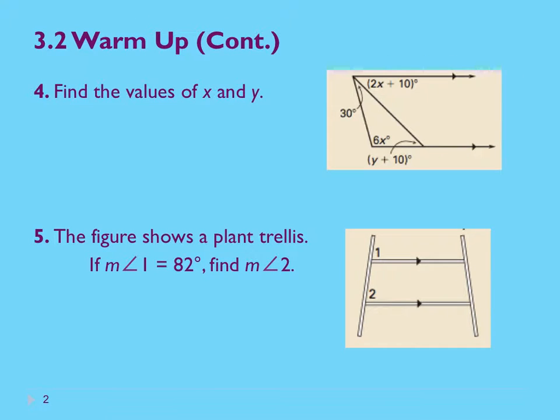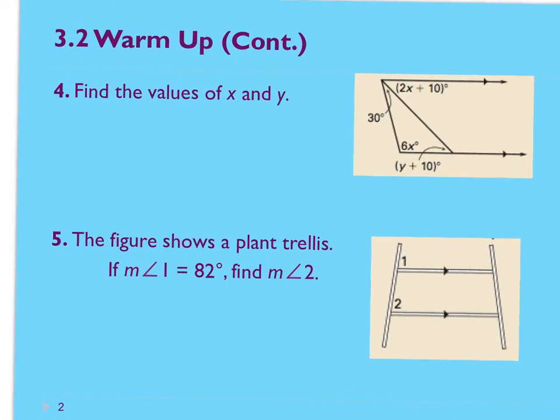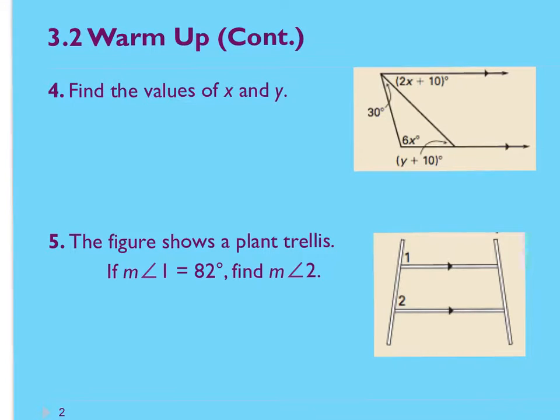Okay, number 4 says to find the values of x and y. So the top and the bottom lines are the ones that are parallel here. So how could I solve for, let's start with x. Do these and these have a relationship? What are they? Same side interior, and if they're same side interior, they're supplementary. So 6x plus 30 plus 2x plus 10 would equal 180. 8x plus 40 would equal 180.